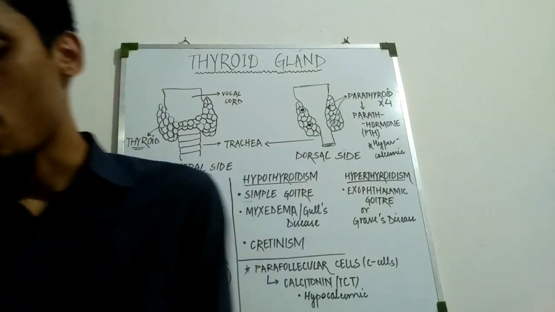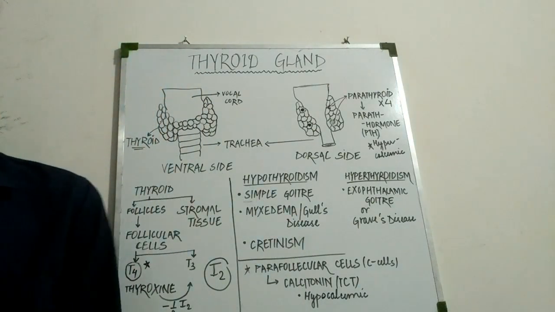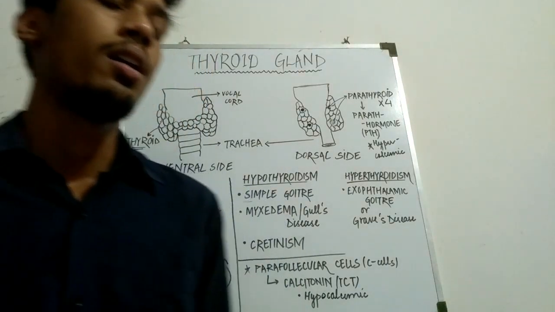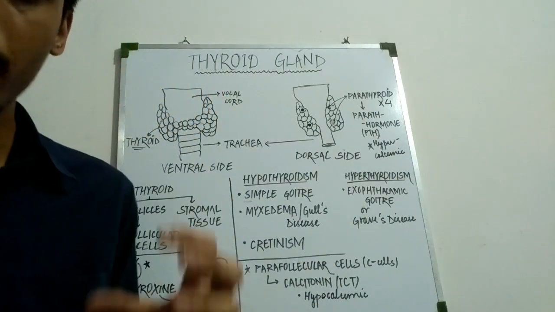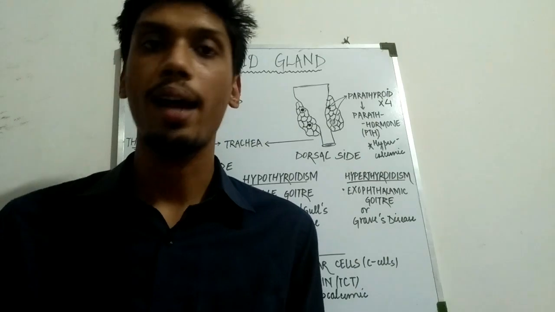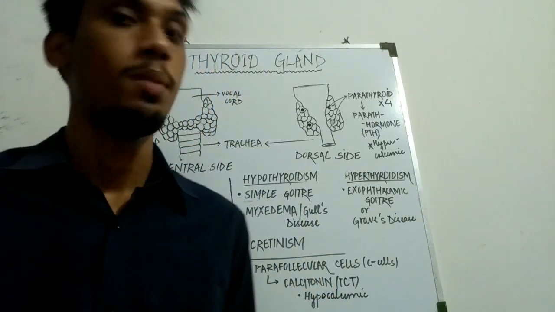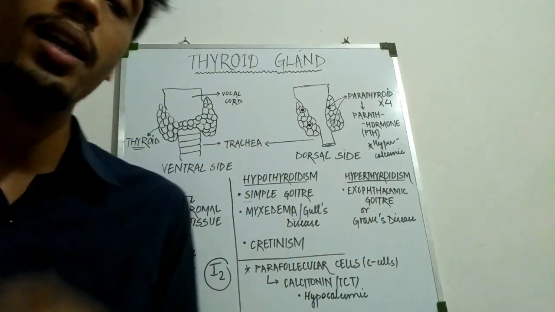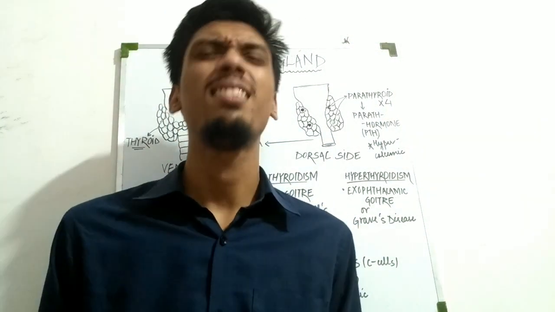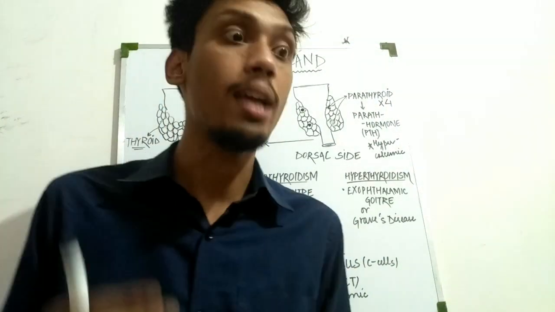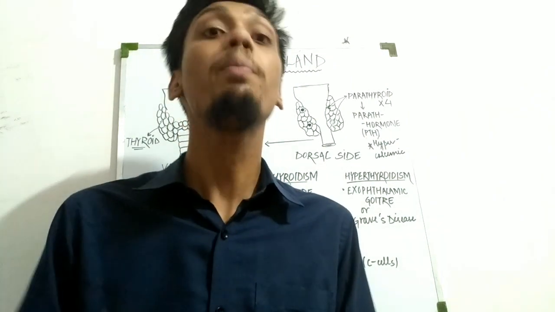Now the very important thing is that the thyroid is the reason that you are so active throughout your day, because it is related to metabolic rate. If your metabolic rate is low, you'll feel dizzy, lazy, and if your metabolic rate is high, you'll be active and proactive.